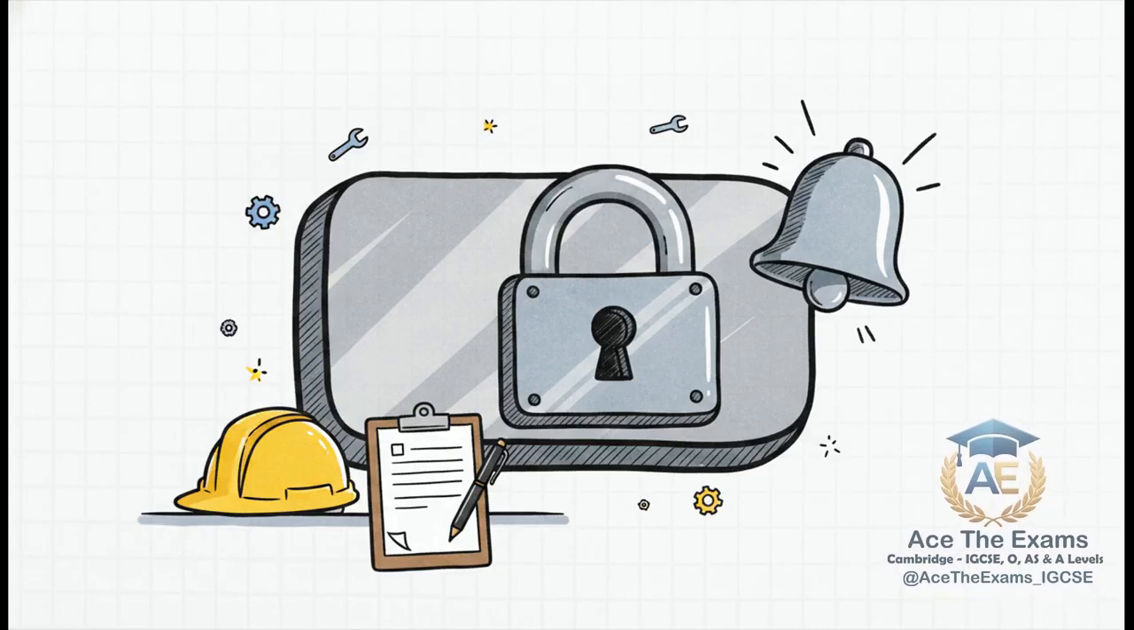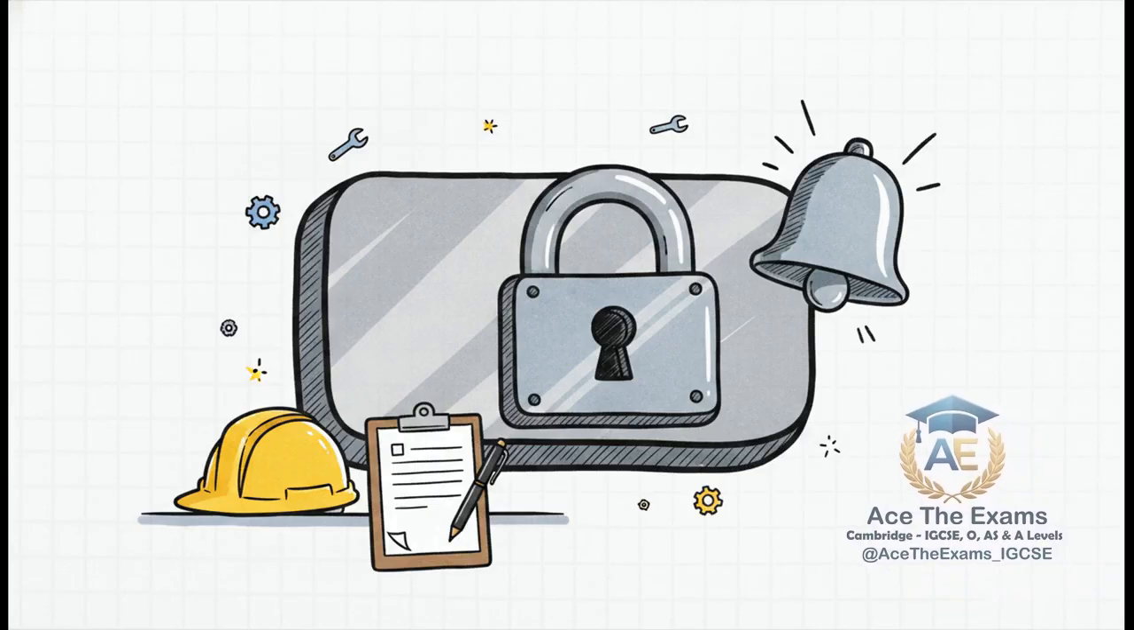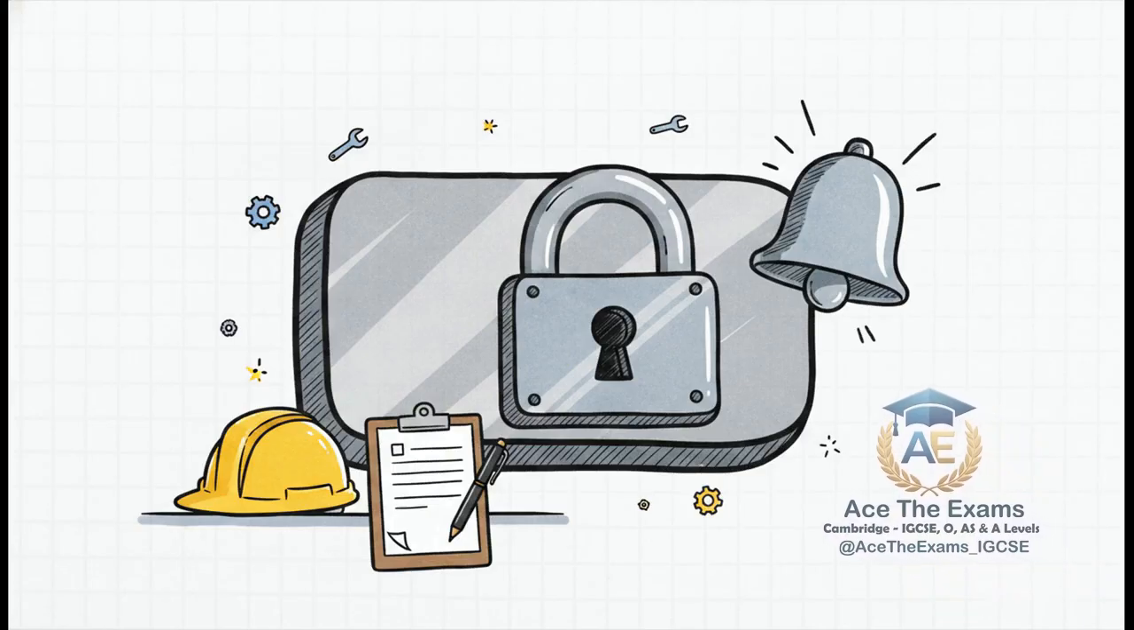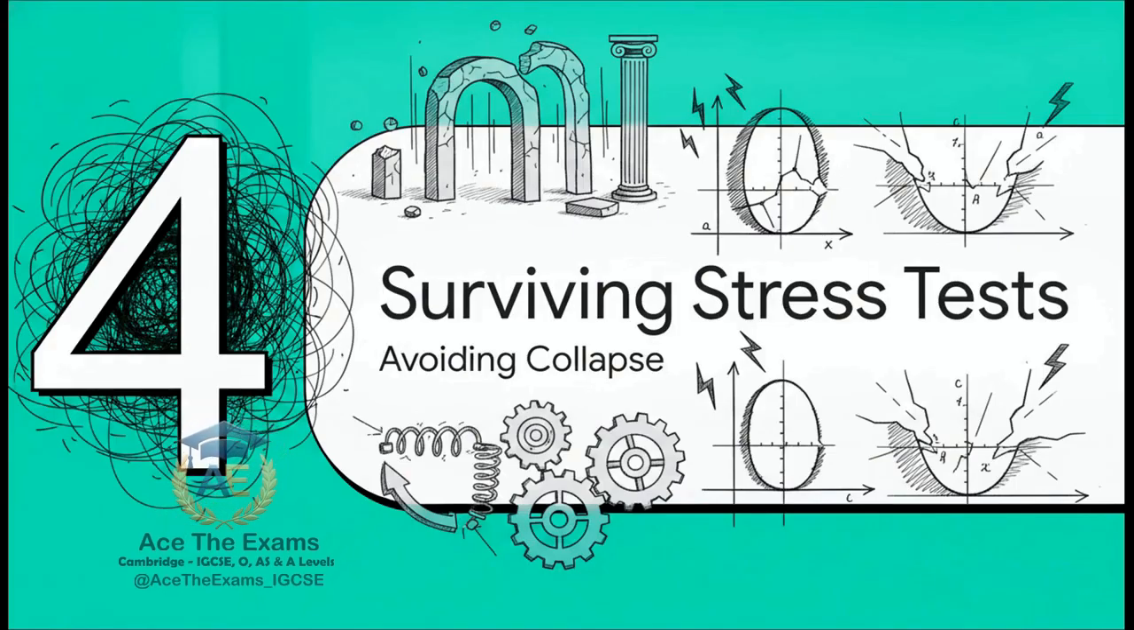We're going to apply the PEEL methodology, point, evidence, evaluation, link, to rivet your mathematical data straight into your core thesis column. Phase 4, surviving the examiner's stress tests. Let's review the top structural failures that cause these answers to collapse under pressure.